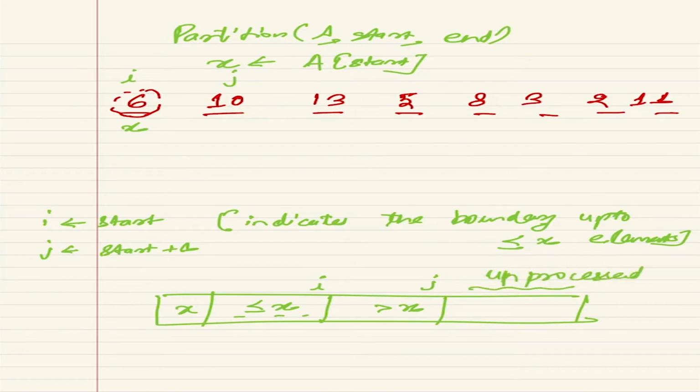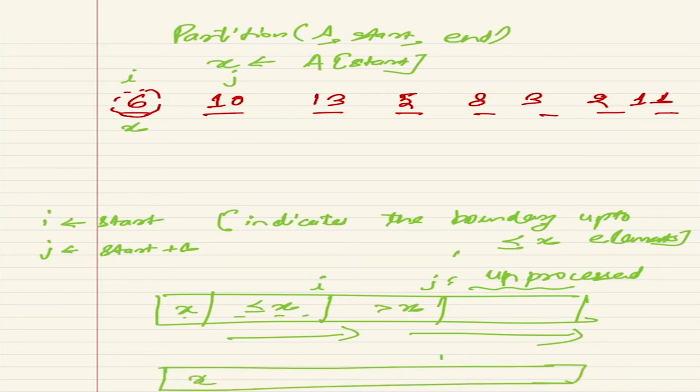So you are about to process this. You have not yet processed it. But up to here, you have processed and divided into two boundaries. This is x, this is less than or equal to x, this is greater than x. And that's how the boundary moves. So this keeps on moving. And slowly, at the end, what will happen? You will have x, then elements less than or equal to x, and that's where you will have the I.